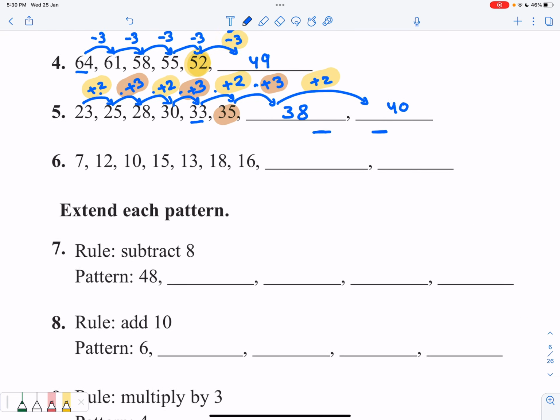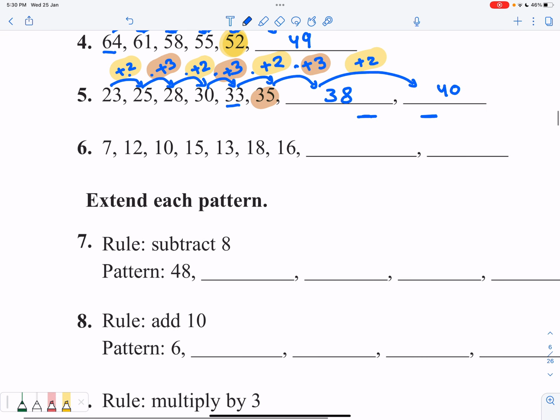Now let's do that pattern. We have 7 to get to 12. We added 5. Then 12 to 10, we subtracted 2. Then 10 to 15, again we added 5. Then 15 to 13, we subtracted 2.